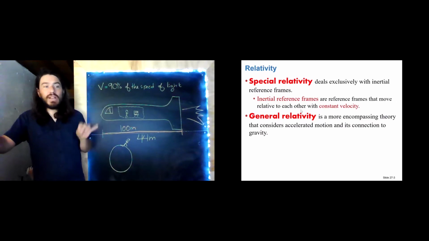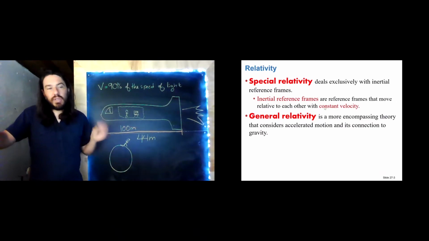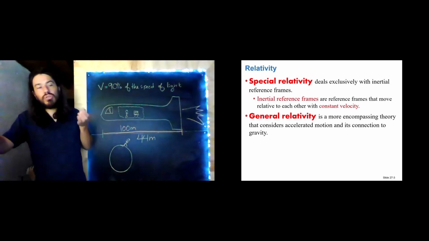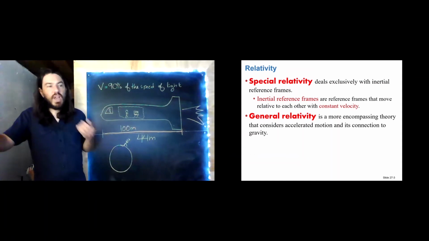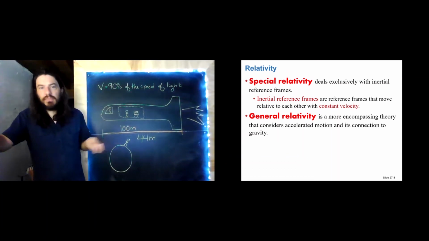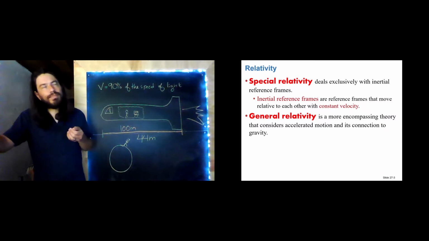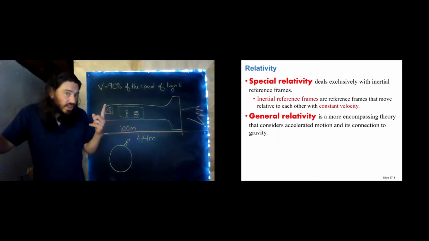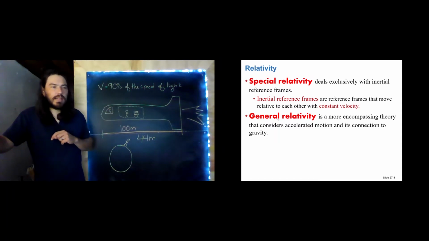Okay, so special relativity deals exclusively with inertial reference frames, and we're going to go into that a bit more in a second. Inertial reference frames are reference frames that move relative to each other with a constant velocity. What is a reference frame? Well, it's basically a set of axes and a clock. We'll talk a bit more about what that means in a second.